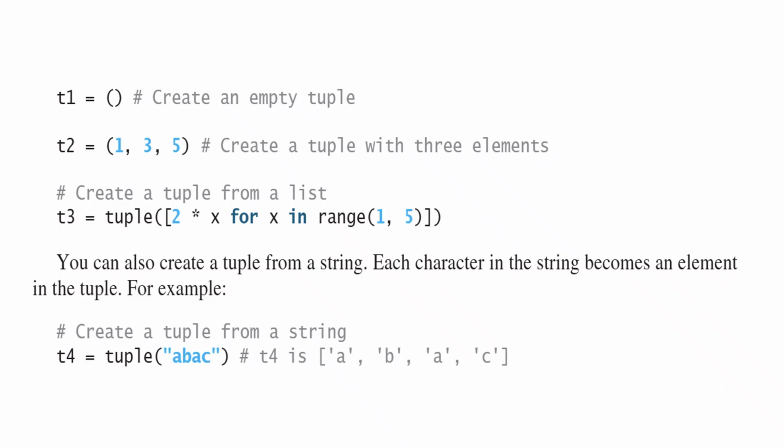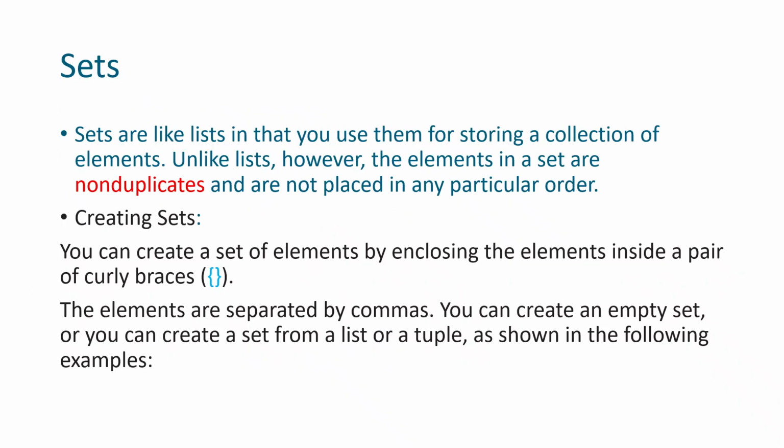Create a tuple from a list: t3 is equal to tuple of open parenthesis within square brackets 2 star x for x in range of 1, 5. You can also create a tuple from a string. Each character in the string becomes an element in the tuple. For example, create a tuple from a string: t4 is equal to tuple of ABC. That is, t4 consists of the elements A, B, C.